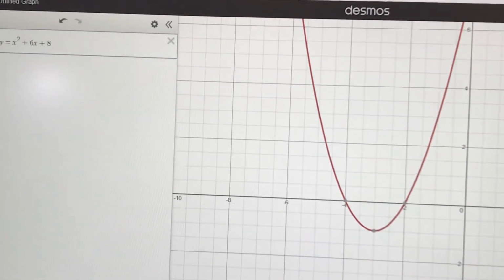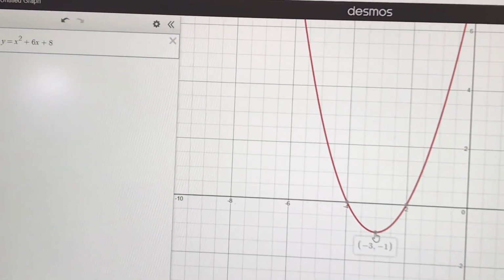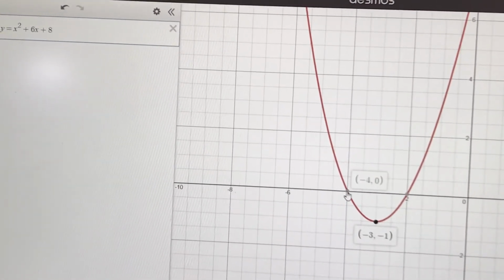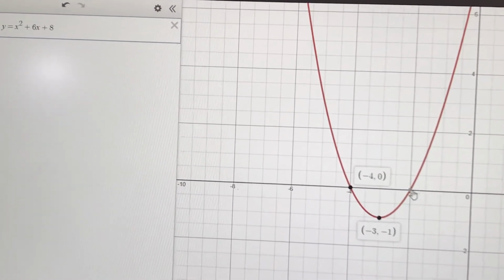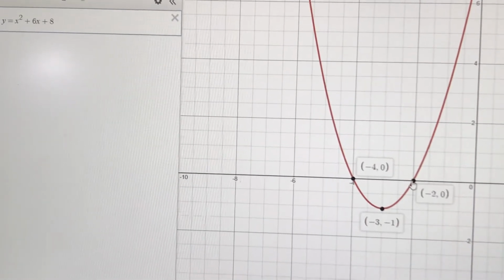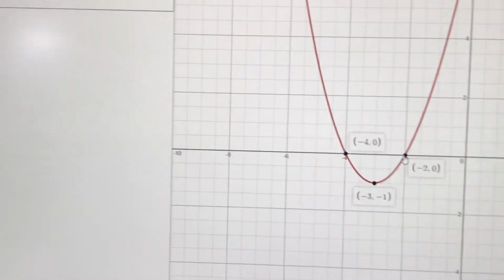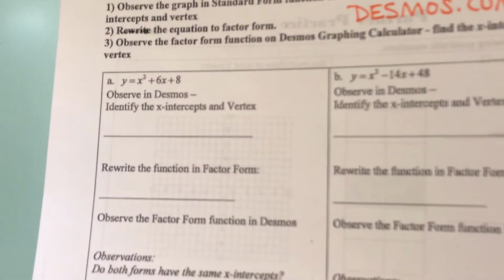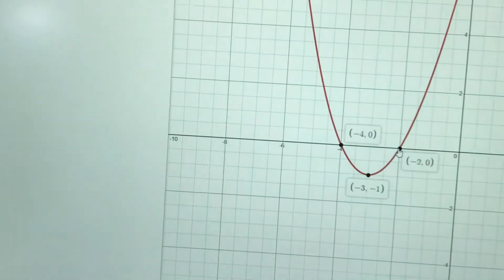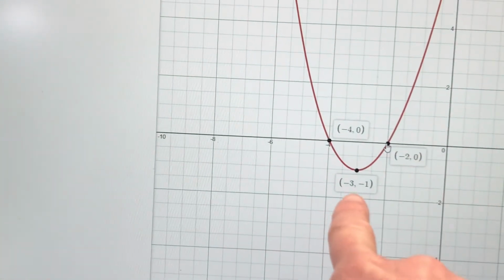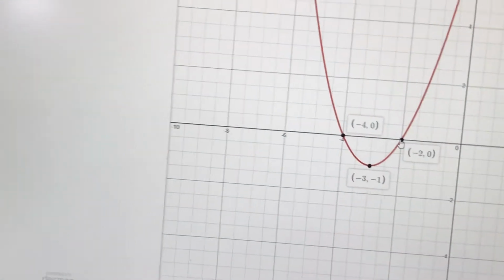What I want you to see is the vertex here. You can click on this point and it will show you what that point is, as well as your intercepts. That's what we want to observe here. Now as I go back to my piece of paper, I'm asked to identify the x-intercepts and the vertex. I'm going to write that down here. Notice (-4, 0) and (-2, 0), and in between them at (-3, -1) is going to be our vertex.